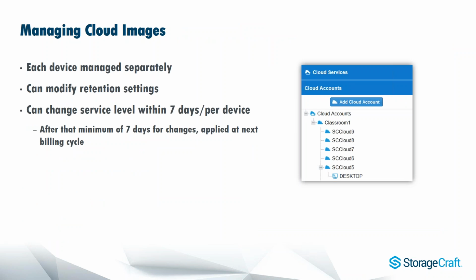So, managing your cloud images, each device is managed separately. You can modify retention settings and you can change the service level within 7 days per device. After that, a minimum of 7 days for changes applied at the next billing cycle. So if you make a mistake, if you put them on the wrong service level, for instance, you put them on basic when you should have been on premium, you can change that within 7 days. If you don't change that within 7 days, at the next billing cycle, that won't be grayed out. It'll allow you to go and change that again, and again, you'll have another 7 days from that point on.